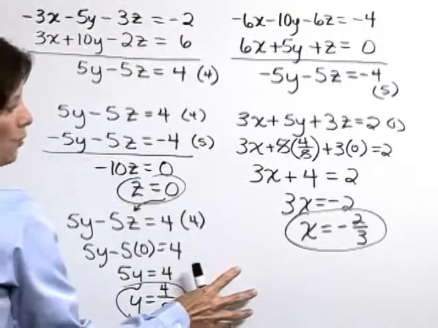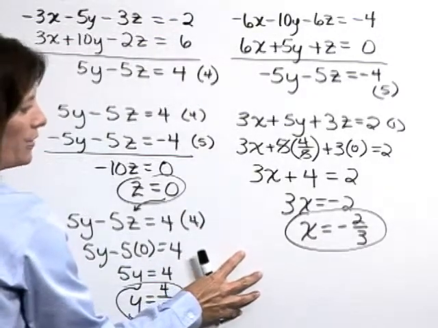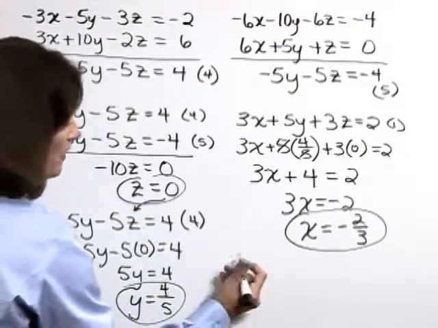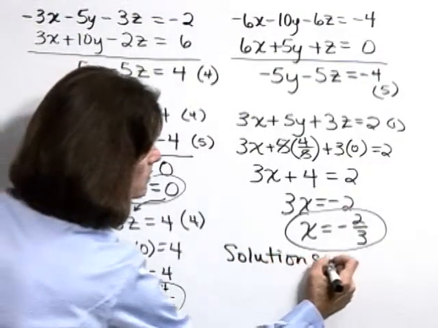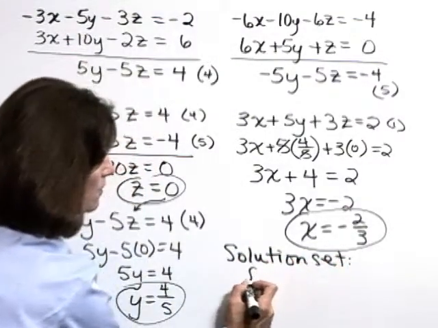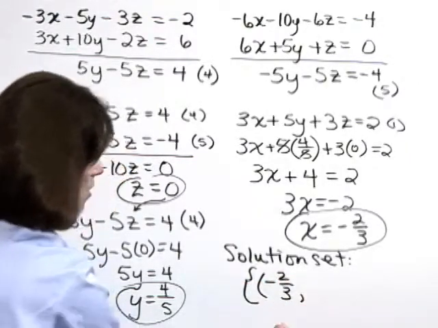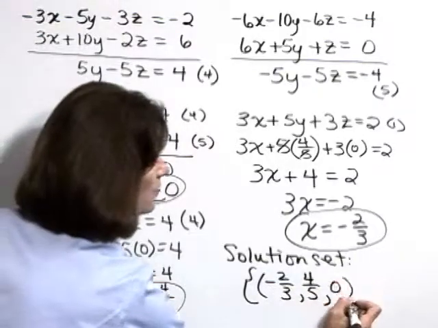It's always a wise idea to go back and check these values in your original three equations. If you do that, you will find that that check does indeed verify that our solution set is x equal to negative 2/3, y is equal to 4/5, and z is equal to 0.